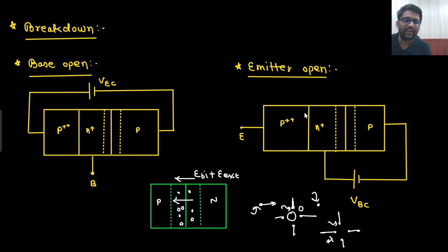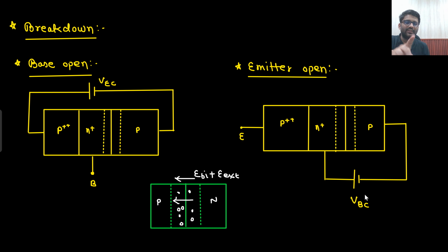The same scenario would happen here. We will talk about two cases. First, we will talk about emitter open, and second, base open. So first let's talk about the emitter being open circuited. This is our collector junction, which is reverse biased.